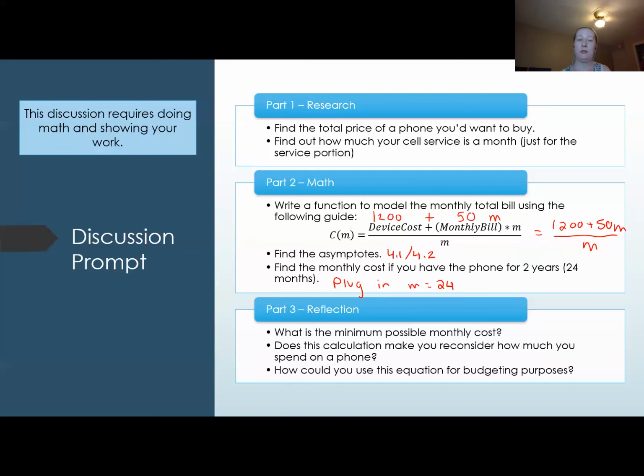Just reflect. Now that you've done this calculation, does that make you think differently about how much you spend on a phone? Does that make you think differently about how you buy phones, that sort of thing? I've added an extra question here that's not listed in the prompt, but I think is a good one: how could you use this equation to budget? Like, could you use this equation to say, I can only afford this much a month, and figure out how much you can afford on a phone?